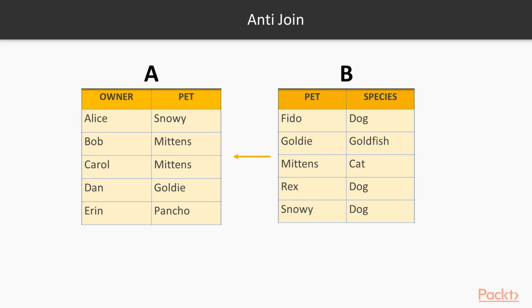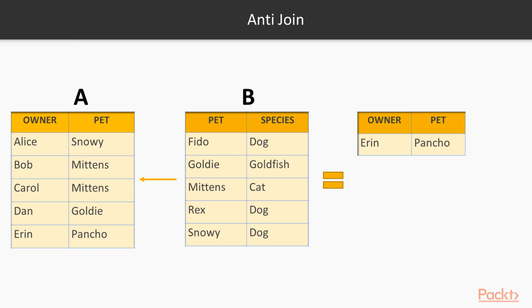An anti-join can be thought of as the inverse of a semi-join. Remember that a semi-join will only keep the rows from A for which it finds a match in B, and it won't add any columns from B to the result. An anti-join will only keep the rows from A for which it doesn't find a match in B, although, like a semi-join, it will not add any of B's columns to the result. So, in this example, Erin and Pancho are the only row in A with no match in B, so they are the only row in the result.